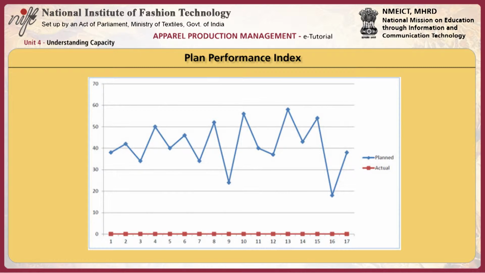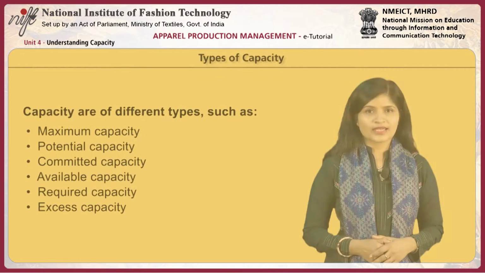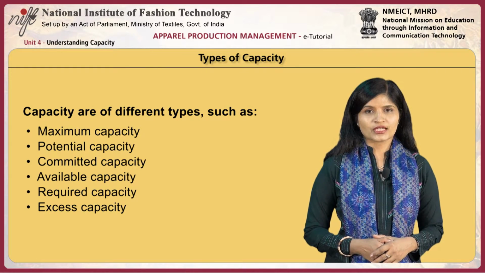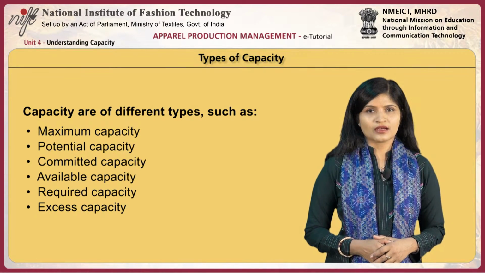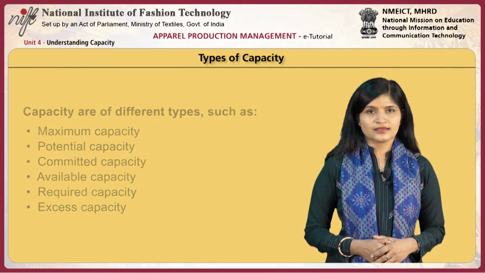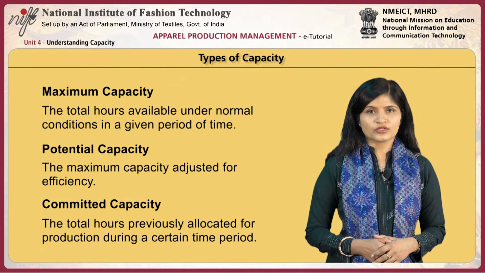Plant Performance Index shows the variation of percentage between the planned work and the actual work done. The final module explains how capacity is classified. Capacity can be of different types such as maximum capacity, potential capacity, committed capacity, available capacity, required capacity and excess capacity. Maximum capacity is the total hours available under normal conditions in a given period of time.